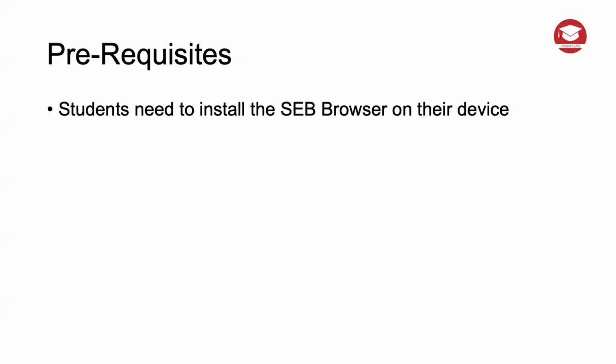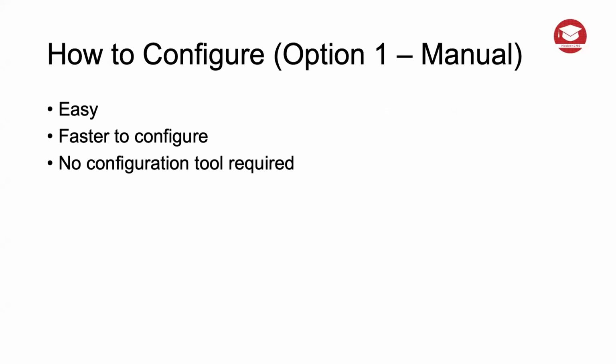Okay, so let me move on to the next section. How do we configure the SEB? There are two ways to configure SEB. The first way is manual configuration. Manual configuration is much easier to configure and takes less effort. You can configure it fast, and you don't need any specific tool to configure it.